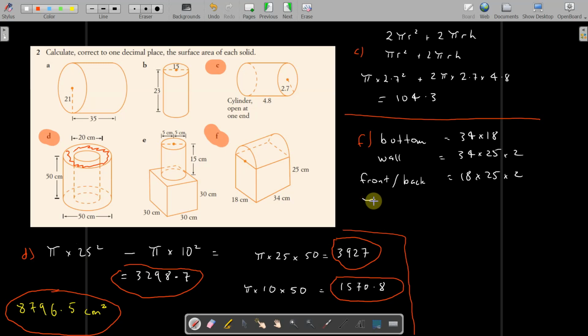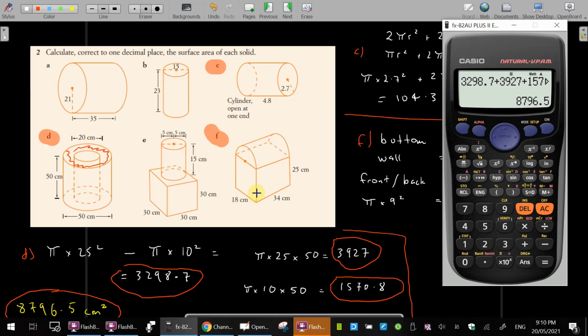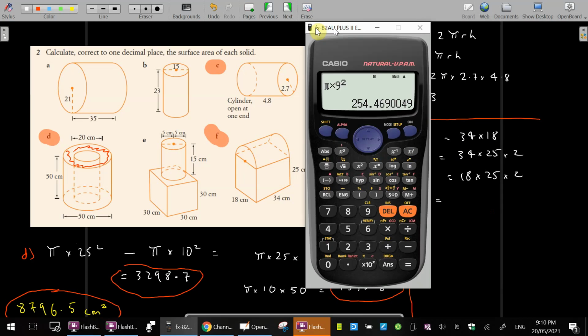So we can do pi r squared. What's r? Well, that's the diameter, so radius is only half of that, 9. Yep, that'll do, because that's half a circle, put them together as a whole circle, pi r squared. Pi times 9 squared, 254, that'll do, 254.5.